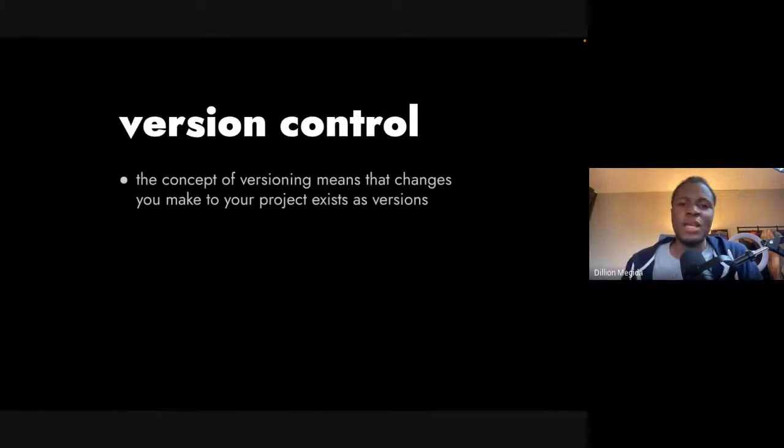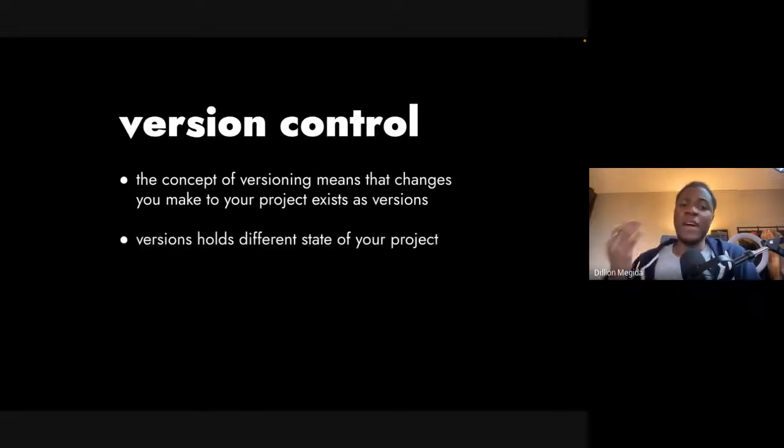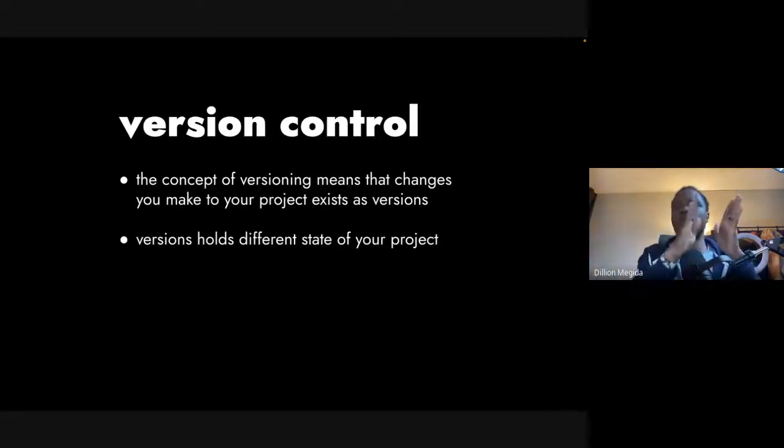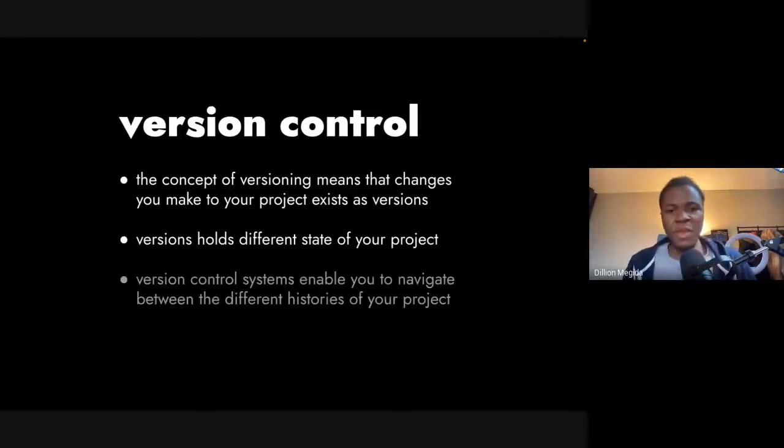Now, when we talk about version control, what do we mean? The concept of versioning means that changes you make to your project exist as versions, and we have seen this earlier. And versions hold different states of your project. Version 1 holds a particular state of your project. Version 2 holds an updated state of your project. Version 3 holds a different state of your project. And version control systems like Git enable you to navigate between the different histories of your project, which I've also mentioned earlier. You can easily go to version 1, you can easily go to version 2, wherever.